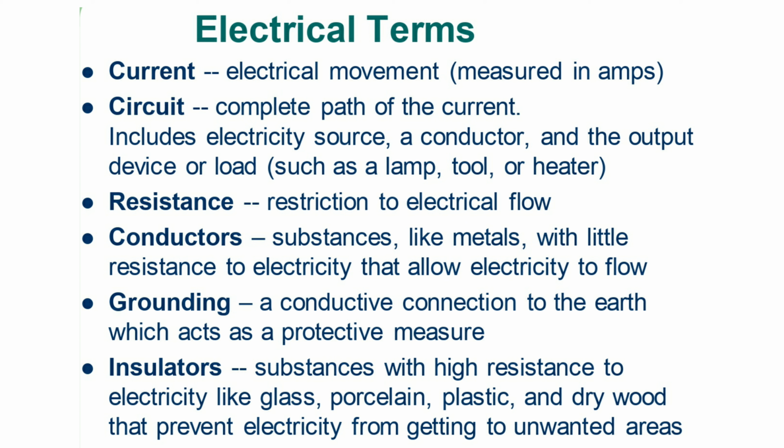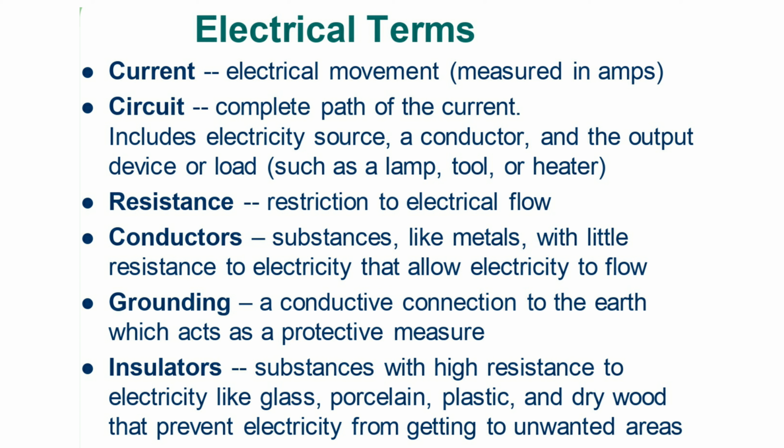Electrical terms. Current: electrical movement, measured in amps. Circuit: the complete path of the current. It includes an electricity source, a conductor, and the output device or load, such as a lamp, tool, or heater. Resistance: restriction to electrical flow. Conductors: substances, like metals, with little resistance to electricity that allow electricity to flow.